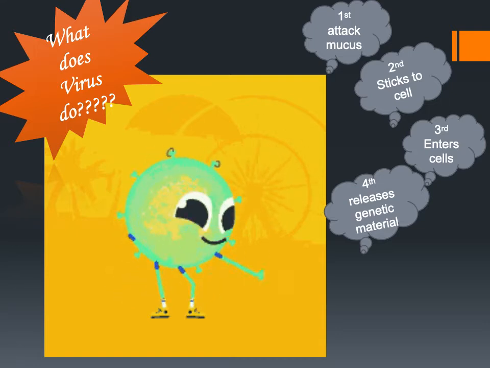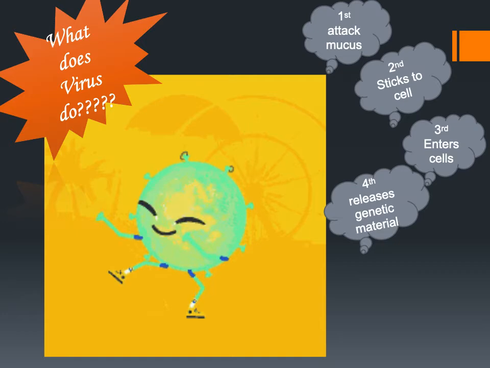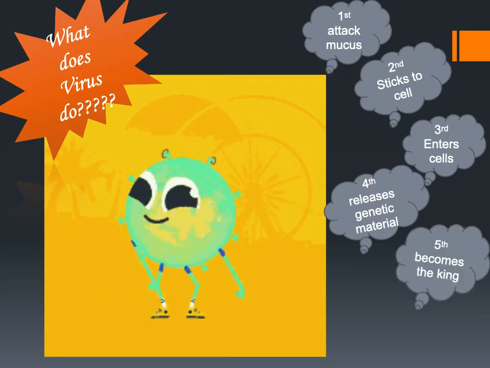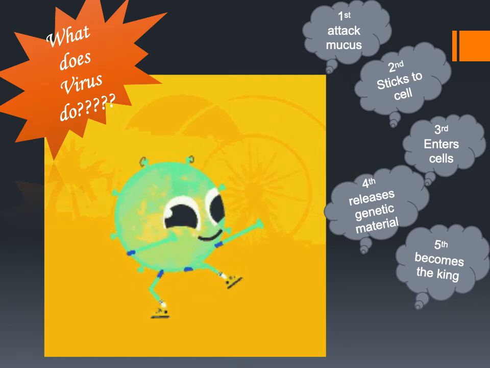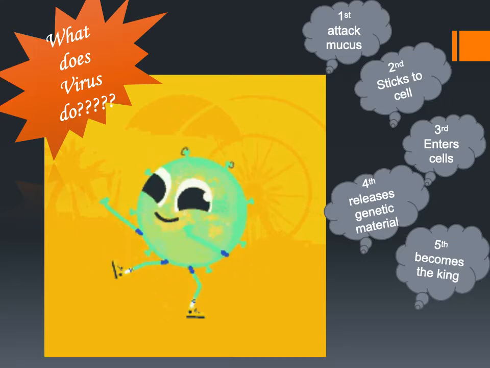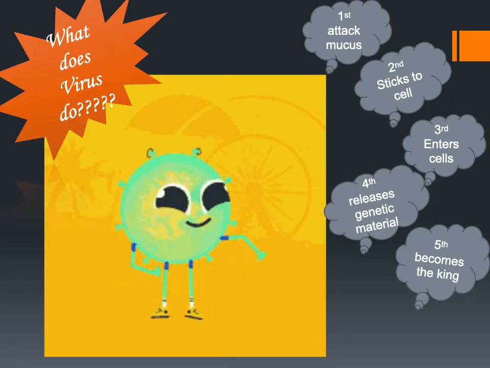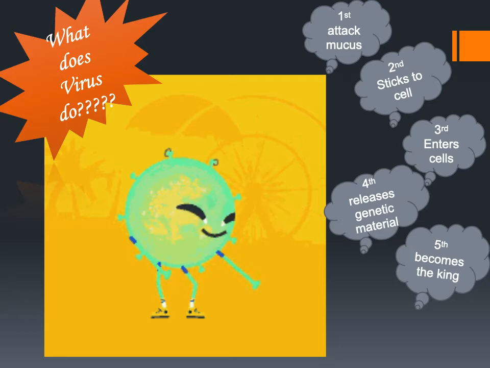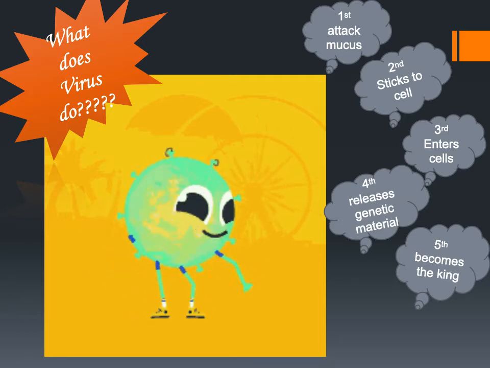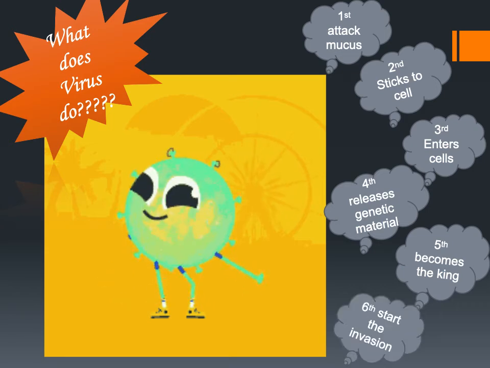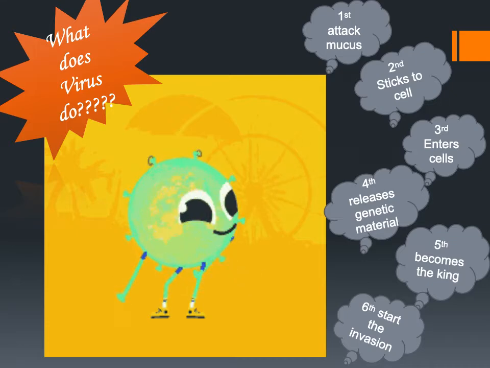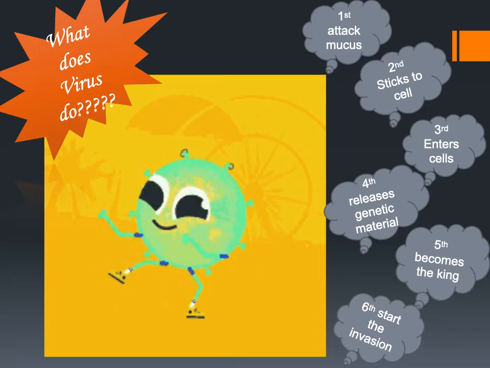Once it does that, it takes the power of the particular cell and becomes the king of the cell. Once it becomes the supreme power of that host cell, it tries to spread out its kingdom and invade the other neighboring cells. That is the next thing they do, and they try to expand the viral kingdom to the complete host. Okay, so you're clear, I think.